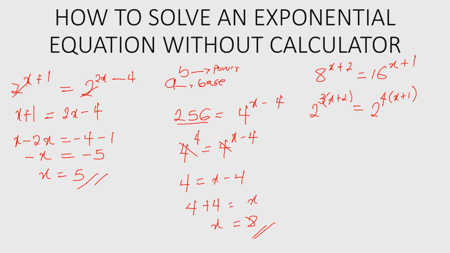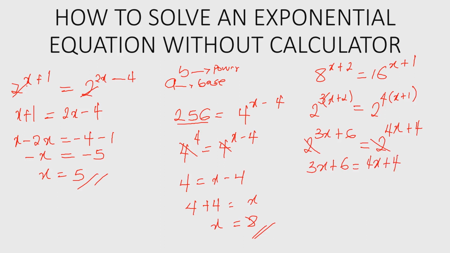Now you will have 2 raised to the power of 3x plus 6, that's if you open the bracket, which is equal to 2 raised to the power of 4x plus 4, because x times 4 will give you 4x, then plus 4 times 1 will give you 4. Notice that they have the same base now, so you can cancel out the base. Then 3x plus 6 will be equal to 4x plus 4.